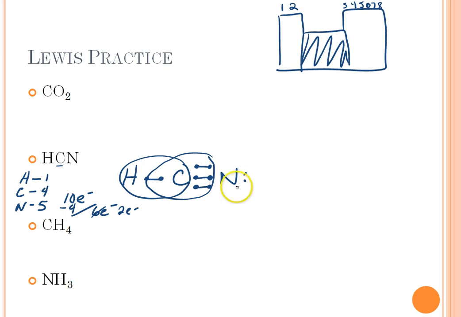So now when I go through and double check, I'm going to add everything up. Hydrogen has 2, so it's good. Carbon has 2, 4, 6, 8. Nitrogen has 2, 4, 6, 8. And so you could also just show it like this, and that would be a Lewis structure with lines instead of all dots.